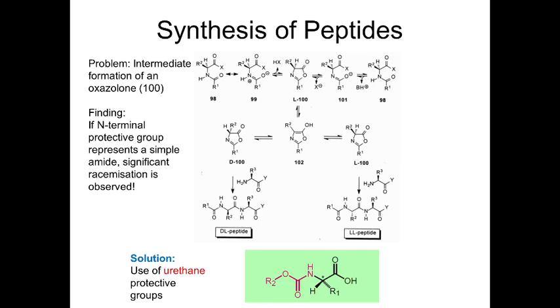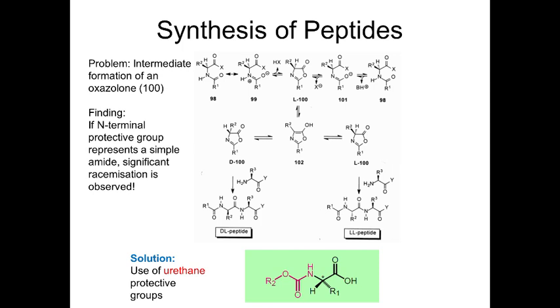This happens by a mechanism where the activated carboxylic acid forms a 5-membered ring, and this 5-membered ring, compound 100, is shown in the center of the top row. This compound can undergo keto-enol tautomerism.